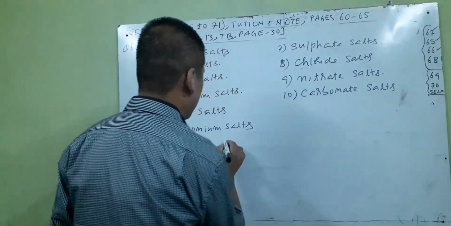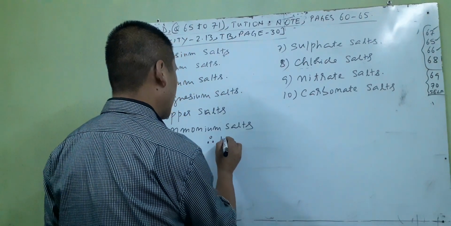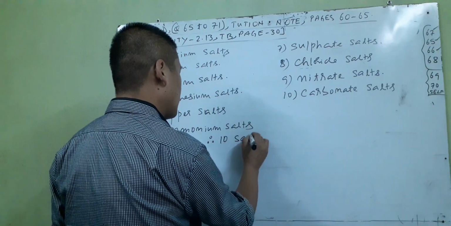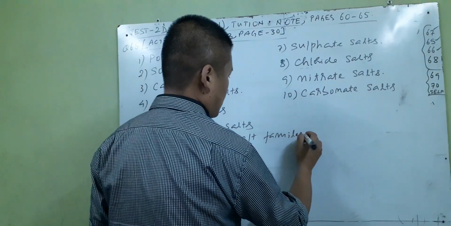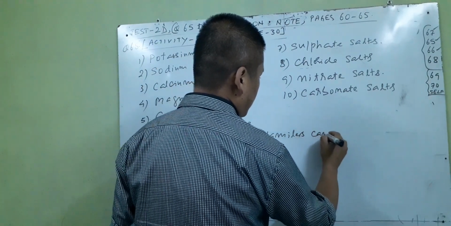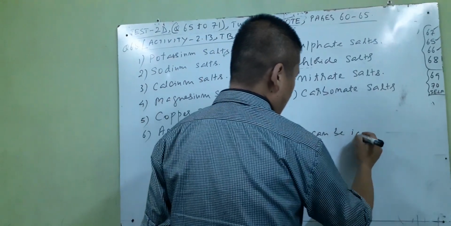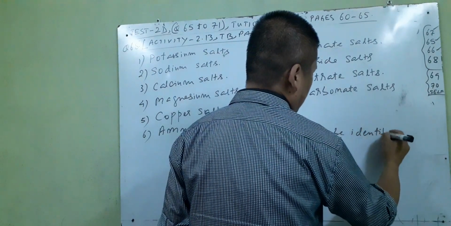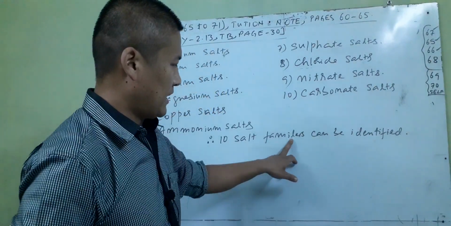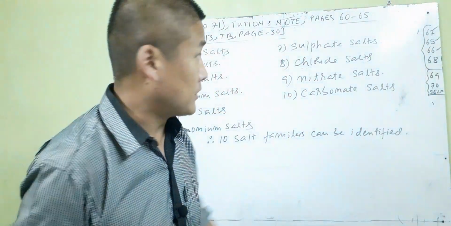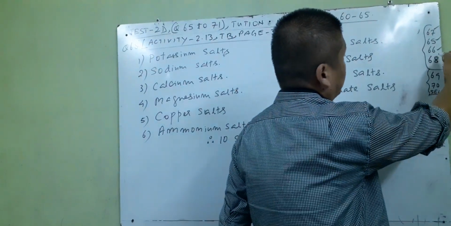So you can just write the final answer. Therefore, 10 salt families can be identified from this question. So this is your activity. 10 salt families can be identified. So that is your question number 68.